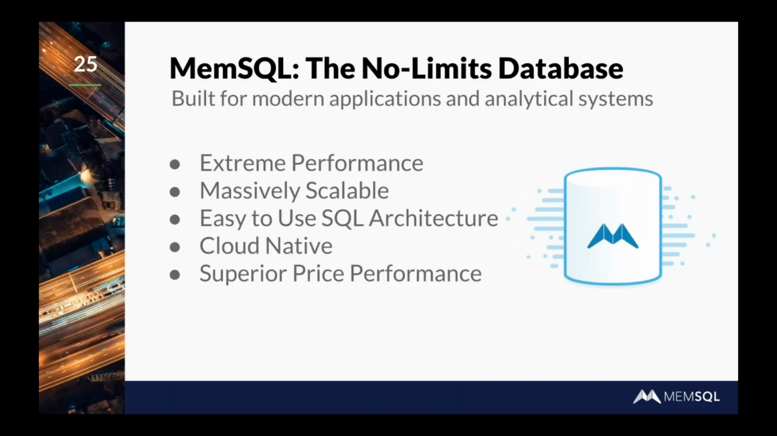We are the no limits database. We'll talk a little bit about how we can claim this with some of our architecture. We are built ultimately for modern applications and analytical systems, and we're able to deliver no limits because of our extreme performance, the fact that we believe that ingestion and query performance are paramount to any modern environment. We are massively scalable. That means it's scale out, so we are fully distributed. We take advantage of commodity hardware. We do believe fully in the relational SQL model, so we are very easy and familiar with ANSI SQL support.